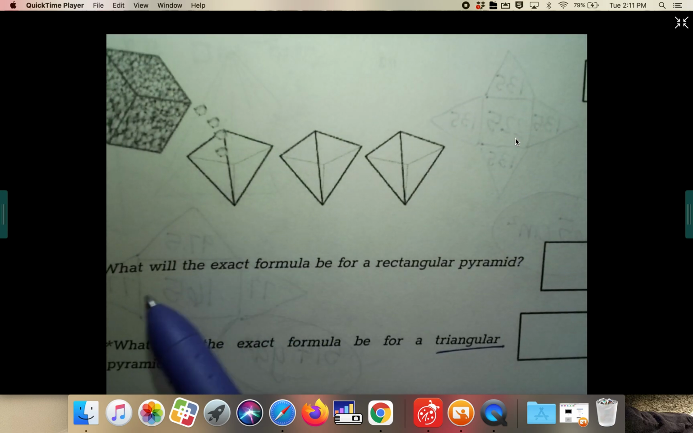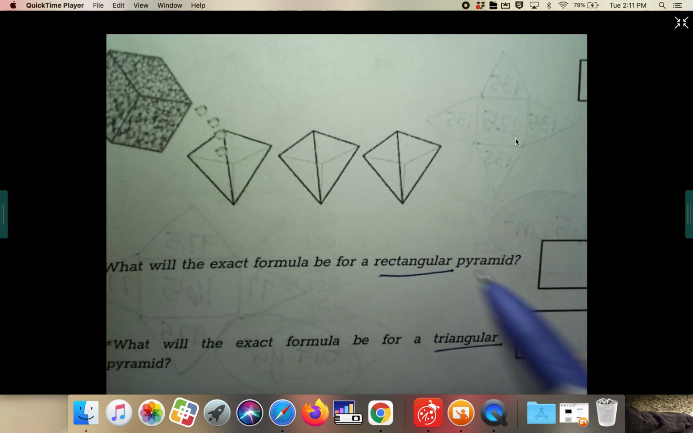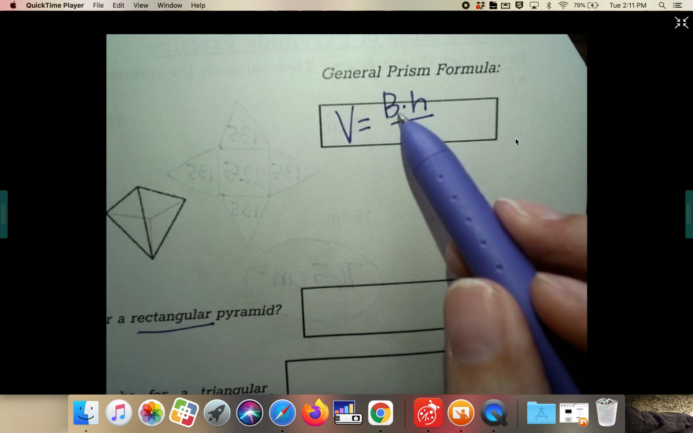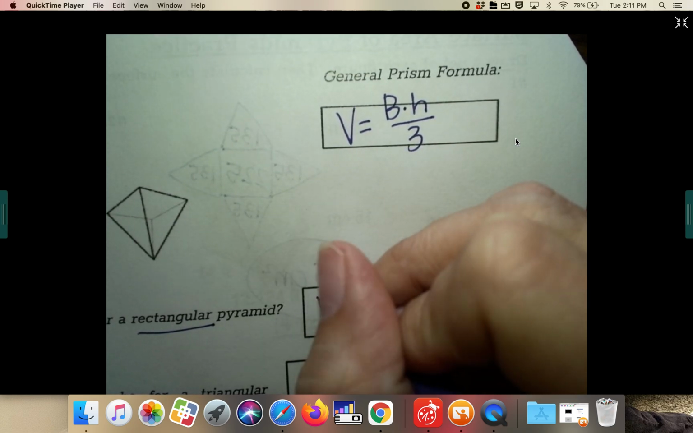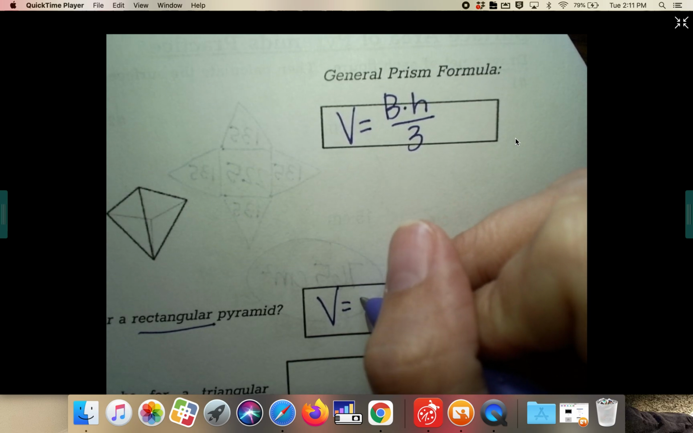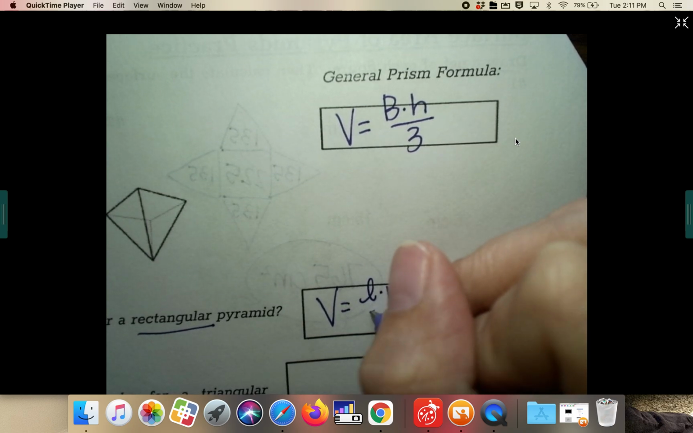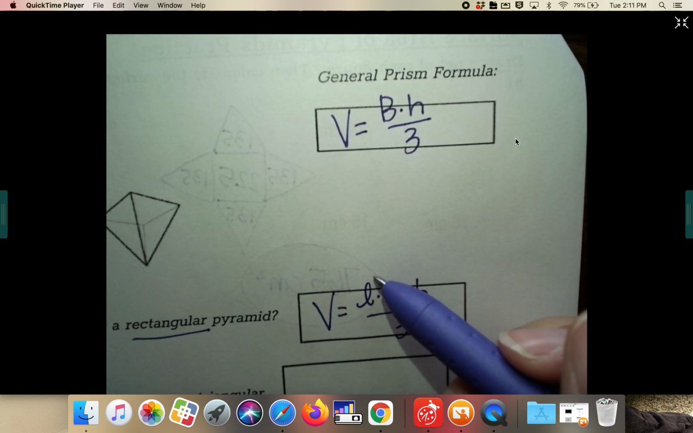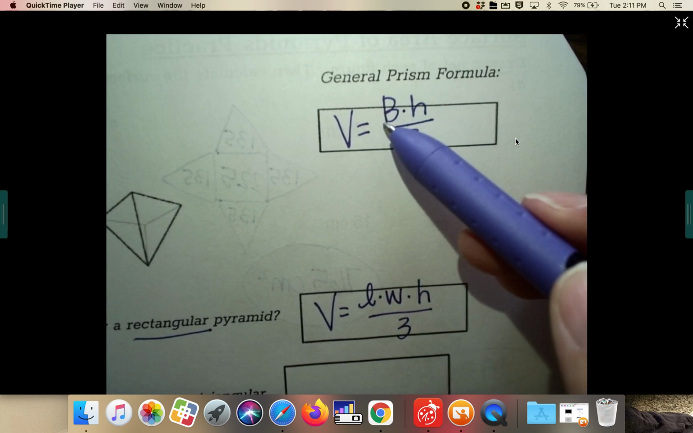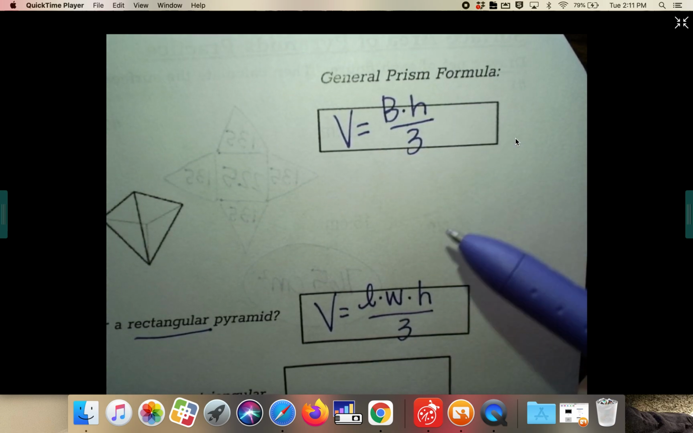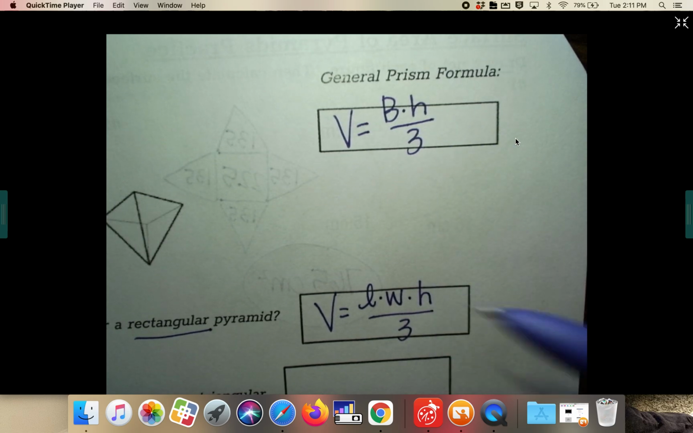So what will be the exact formula for a rectangular pyramid? I'm going to break down this capital B into length and width. So for a rectangular pyramid, you will take length times width and then times height, and then divided by 3. This is the same formula as this, but my base of a square is length times width. Times height is still the same, divided by 3 is still the same.